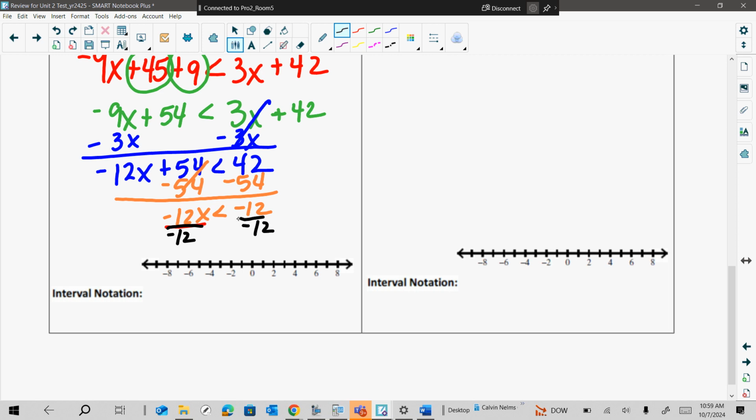You're dividing by negative 12, so you've got to flip that symbol because we're dividing. So x is greater than 1. At 1, we're going to have an open circle, and it's pointing to the right. In interval notation, we start at the open parenthesis, so parenthesis 1, comma, and we end at the arrow.